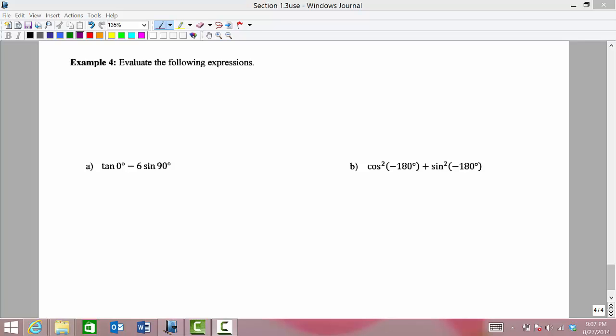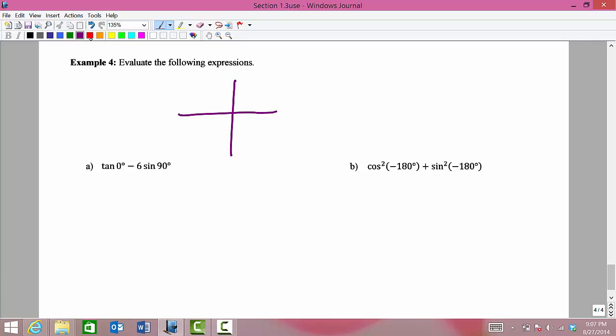Evaluate the following expressions. So we want to find tangent of 0 degrees minus 6 times the sine value of 90 degrees. So we need to remember how to find our tangent value. Remember, tangent is y over x, and we're talking about 0 degrees. So that will be our 0 degree angle in standard position. The point that we use to find our x and our y would be 1, 0. X is 1, y is 0. So that would be 0 divided by 1. And so the tangent value of 0 would be 0.